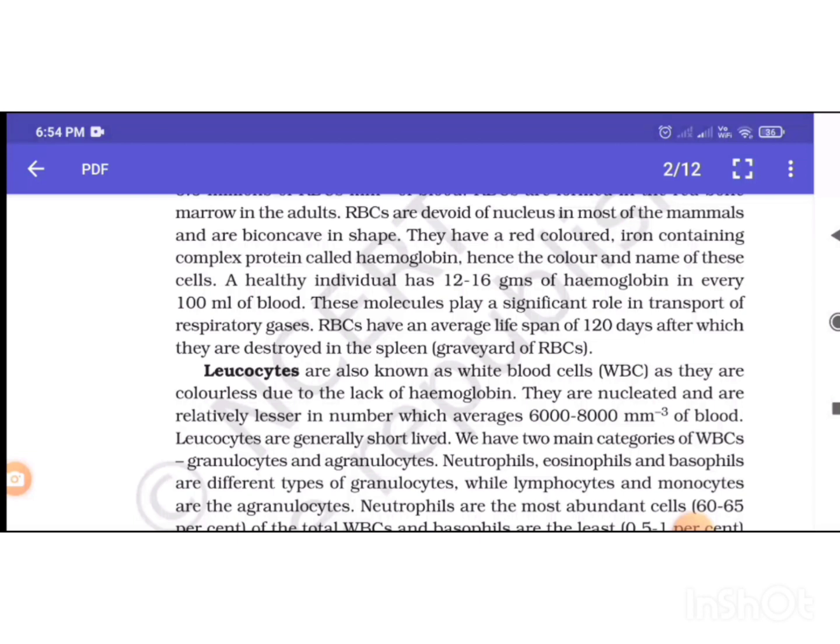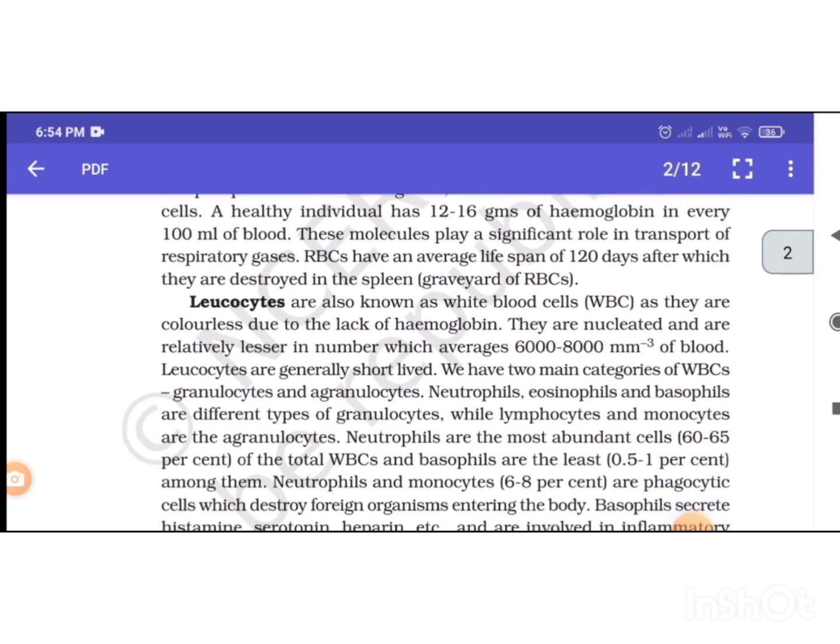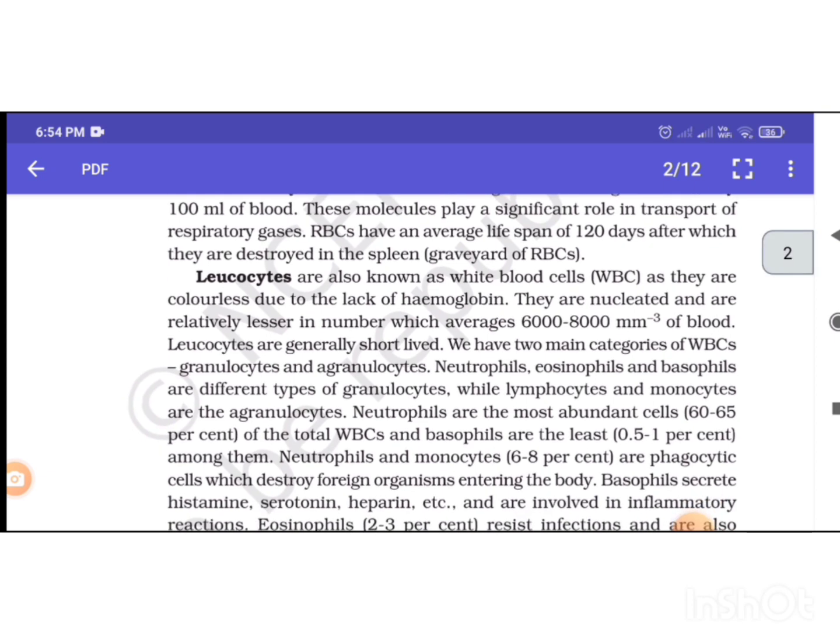They have a red colored, iron-containing complex protein called hemoglobin, hence the color and name of these cells. A healthy individual has 12 to 16 grams of hemoglobin in every 100 ml of blood. These molecules play a significant role in the transport of respiratory gases. RBCs have an average lifespan of 120 days, after which they are destroyed in the spleen, that is the graveyard of RBCs.